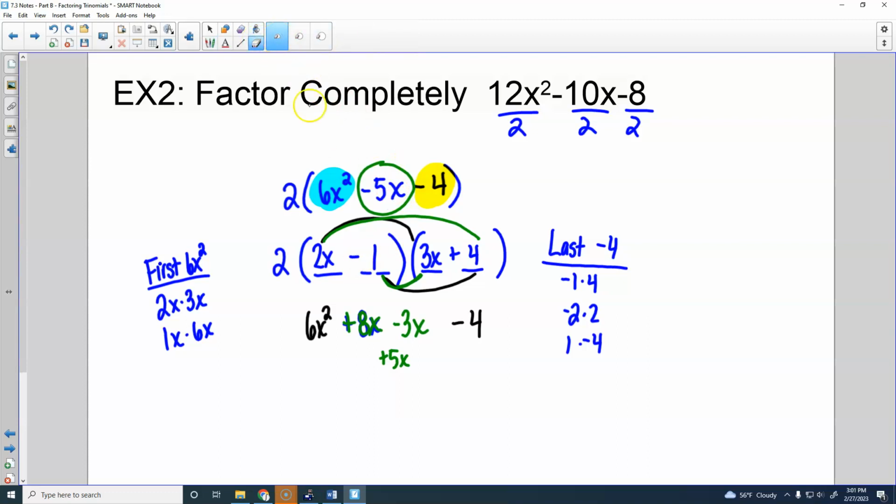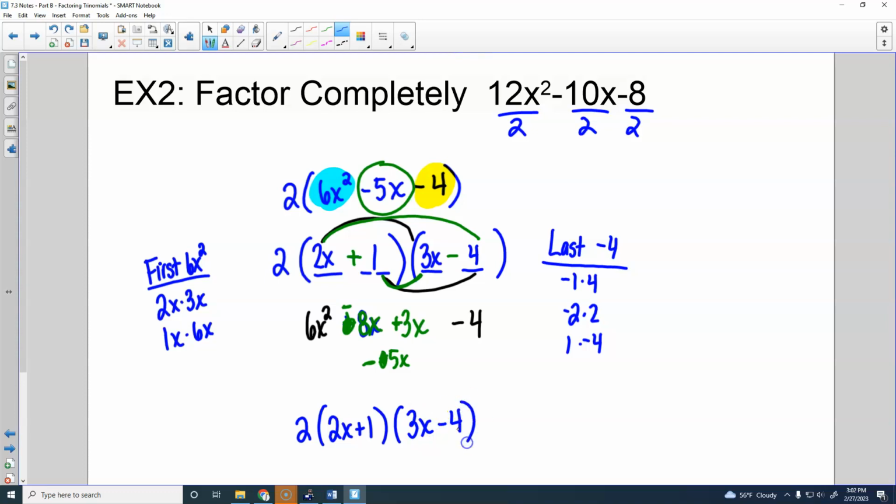So I just got to switch those signs. I'm going to make this a positive 1, and I'm going to make this one over here a -4. There, and so when I check now, I'll get a -8x and a +3, which will give me a -5x in the middle. So it finally works. I've got 2 times 2x plus 1 times 3x minus 4. And that would be my answer. And you can check these by multiplying them back together. If you do, you've got to multiply these 2 together first, and then you'd have to distribute that 2 to everything.